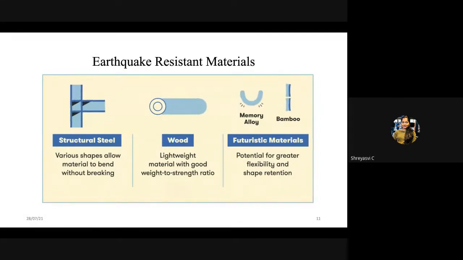Now coming to the innovation part. So I have divided the presentation into materials and then the structural forms. So first we will be seeing the materials aspect.